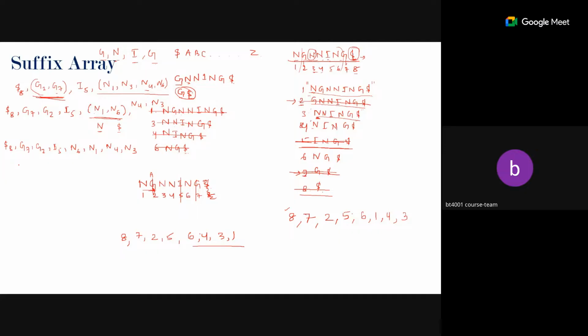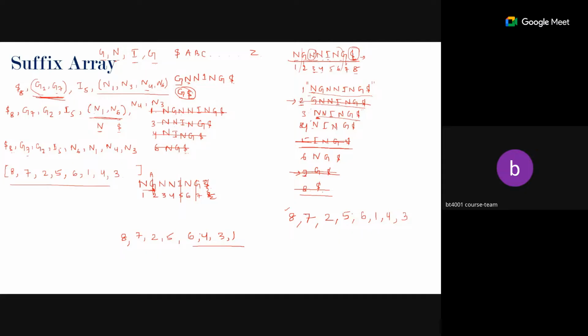So finally, this is not the suffix array. What is the suffix array? You just take the numbers and write them in an array, just like you write Python lists. 8, 7, 2, 5, then 6, 1, then 4, 3. This is the suffix array.